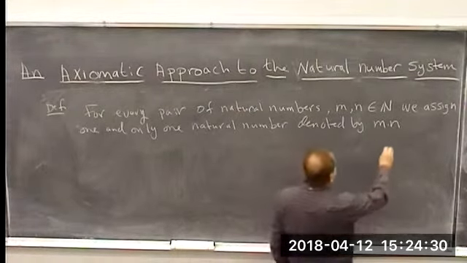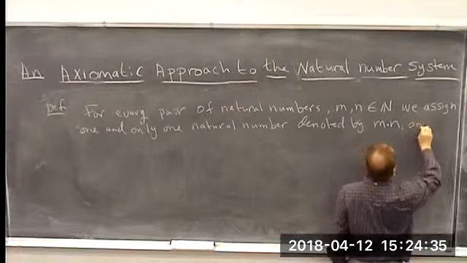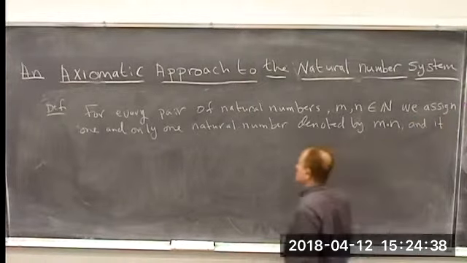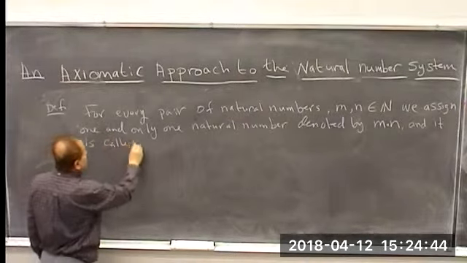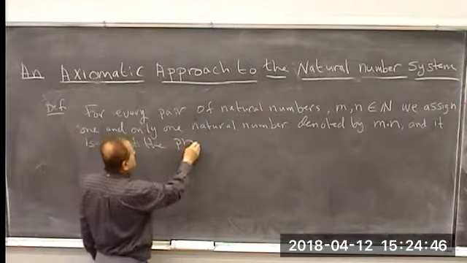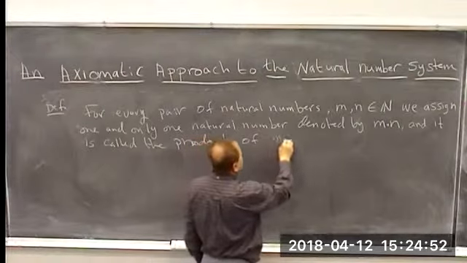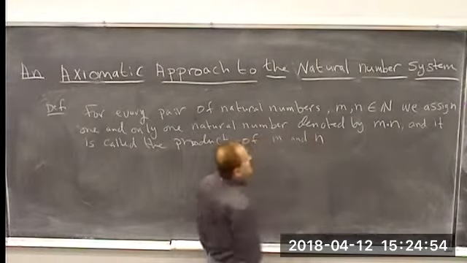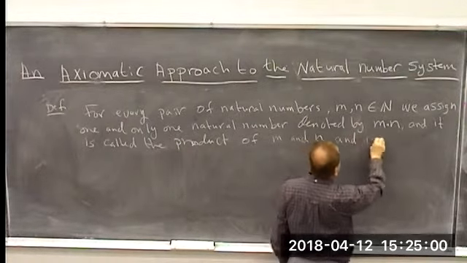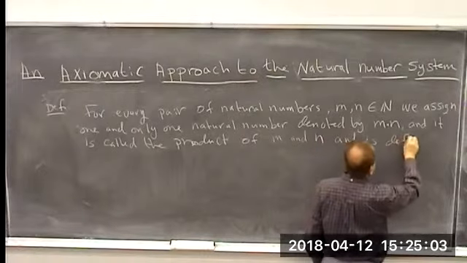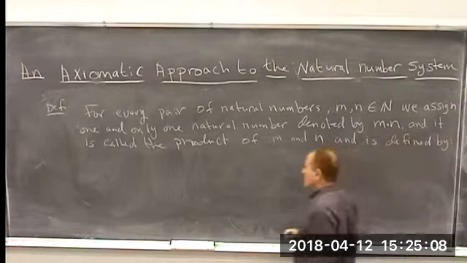And it's called the product of m and n in this order, and is defined by these two rules. Okay?